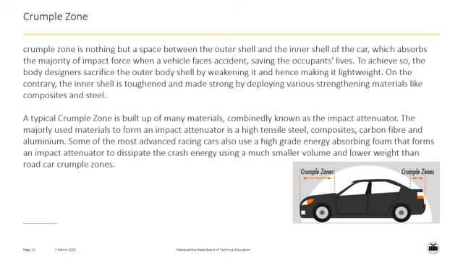A typical crumple zone is built up of many materials, combinedly known as impact attenuator. The majorly used materials to form an impact attenuator are high tensile steel, composites, carbon fiber, and aluminium. Some of the most advanced racing cars also use a high-grade energy-absorbing foam that forms an impact attenuator to dissipate the crash energy using a much smaller volume and lower weight than road car crumple zones.